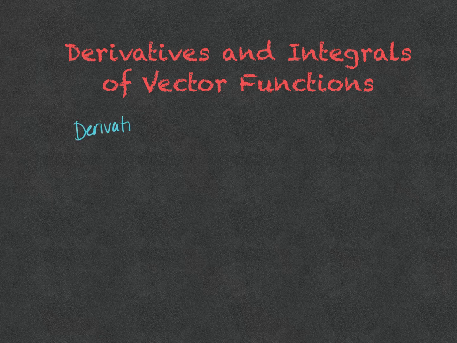The derivatives and integrals of a vector function. So let's start with derivatives. The derivative r prime of a vector function r is pretty much the same as it is for real valued functions. So we're going to say dr over dt is equal to the derivative.